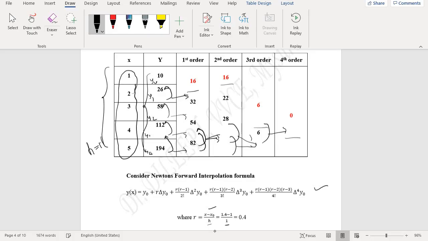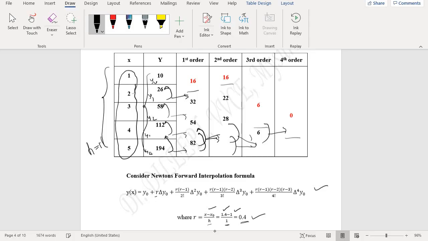So consider that here. At what point are we finding the value of y? At x is equal to 1.4. So x is 1.4. What is the initial value of x? That is 1. So consider that here, so you will get r. r is 0.4. So in the formula, substitute r by 0.4.